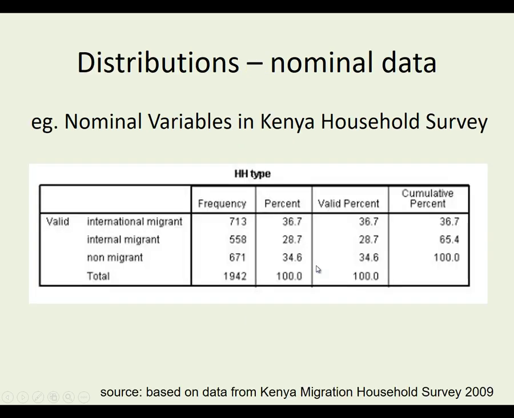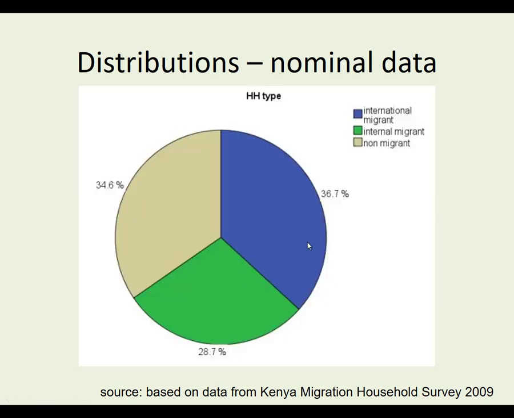Here's an example of a frequency table with percentages shown for the Kenyan data. Here we've got different categories of migrants, including non-migrants, and you've got how many in each category and then the percentage. One obvious way to show it is in a pie chart. So here you've got the percentage in each category shown.